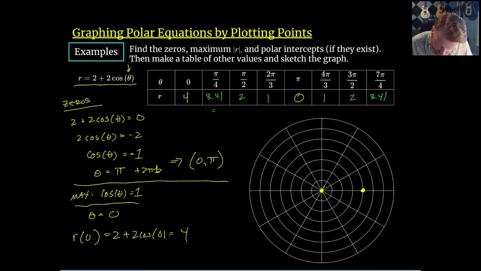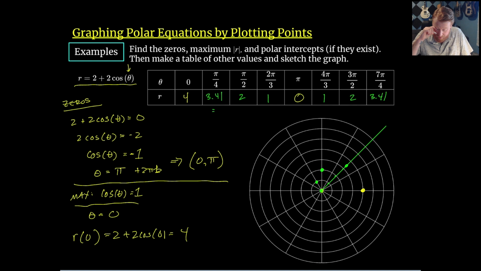So pi over 4 isn't on here, but maybe we can just kind of rough in a line here to represent pi over 4. And then we're looking at a radius distance of 3.41. So we'll count out 1, 2, 3, and just a little less than half. So we'll get another point there. At pi over 2, we're looking at a radius distance of 2. So there's a radius distance of 2 at pi over 2. At 2 pi over 3, we're looking at a radius distance of 1. So there's that. And then at pi is when we're coming back and we're hitting the pole.